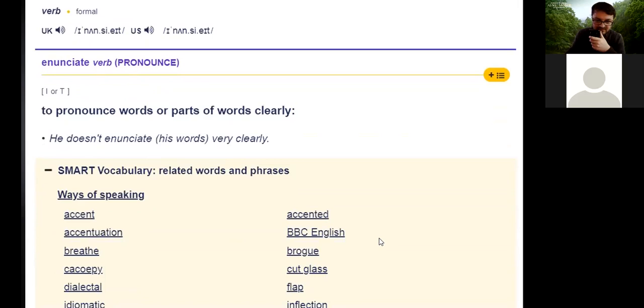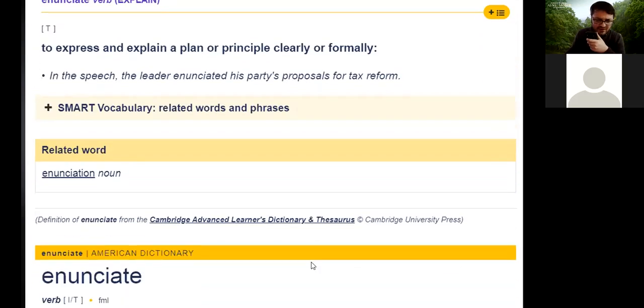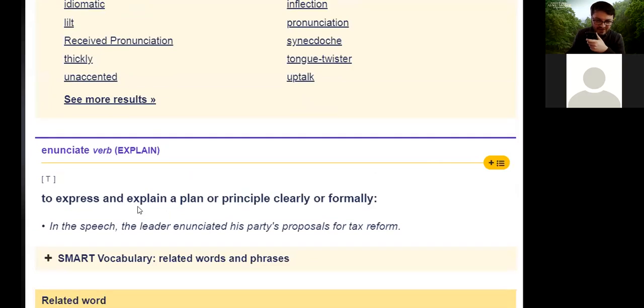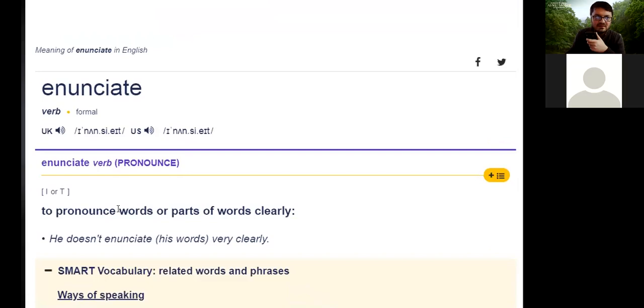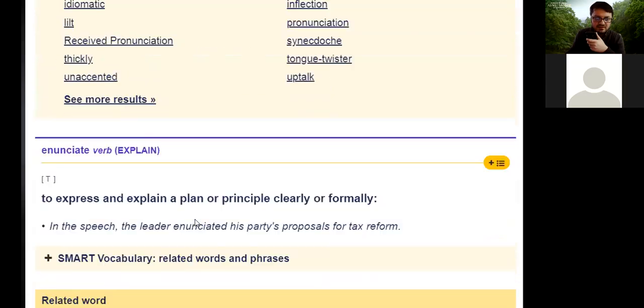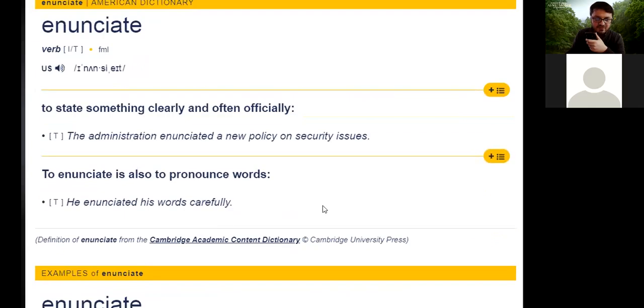Enunciate. Is there an adjective form? No, there is no adjective. All of them are verbs. It's a verb to express or explain something in a very clear way. Enunciate and articulate, verb form.